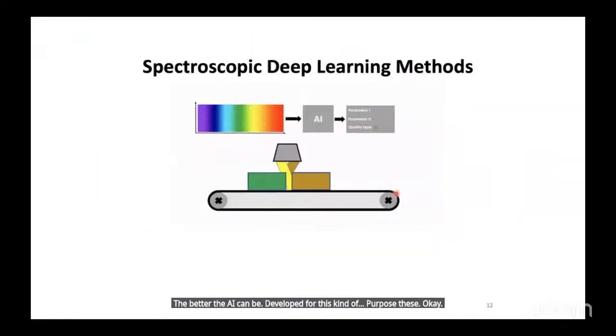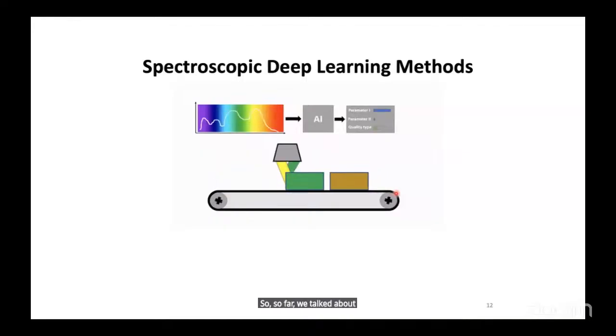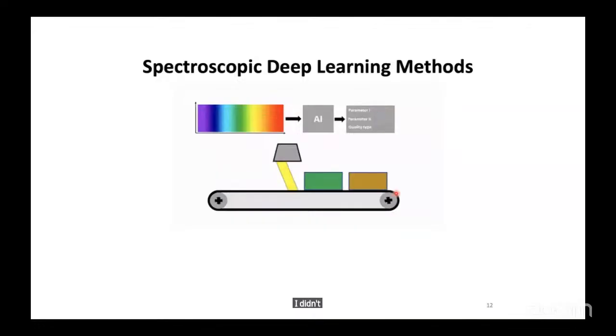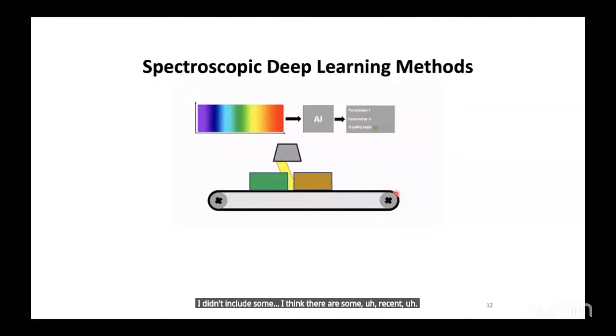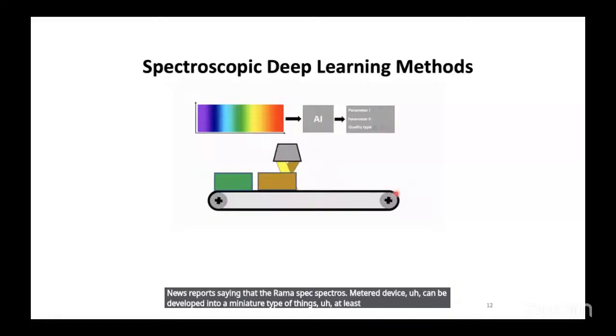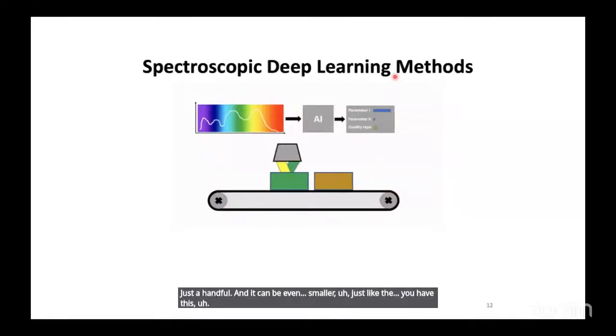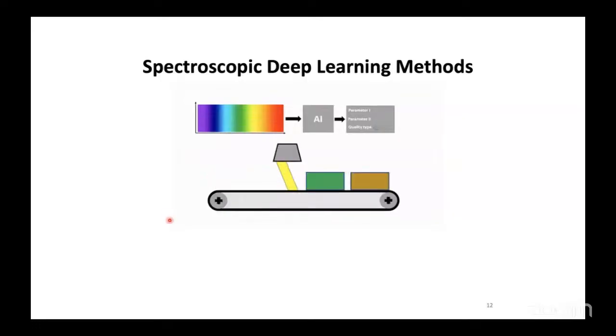So far we talked about the spectroscopic technology. You can see technology develops very fast. I didn't include some. I think there are some recent news reports saying that the Raman spectral meter device can be developed into a miniature type of device. At least it is the size of just a hand phone, and then it can be even smaller, just like a laser pen, right?